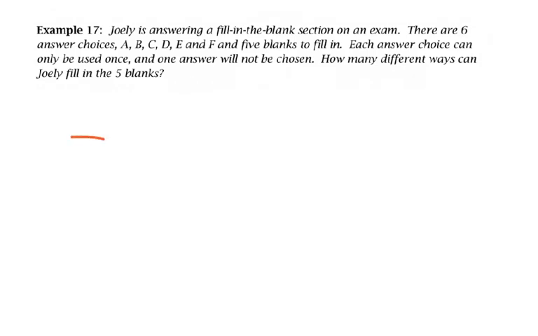If you think about it, we've got 5 blanks. How many ways could she fill in blank number 1? Well, she could choose A, B, C, D, E, or F. So there's 6 ways that she could do that. Now, let's just say she chooses A for the first one. Since she's already chosen that one, now she only has 5 possibilities.